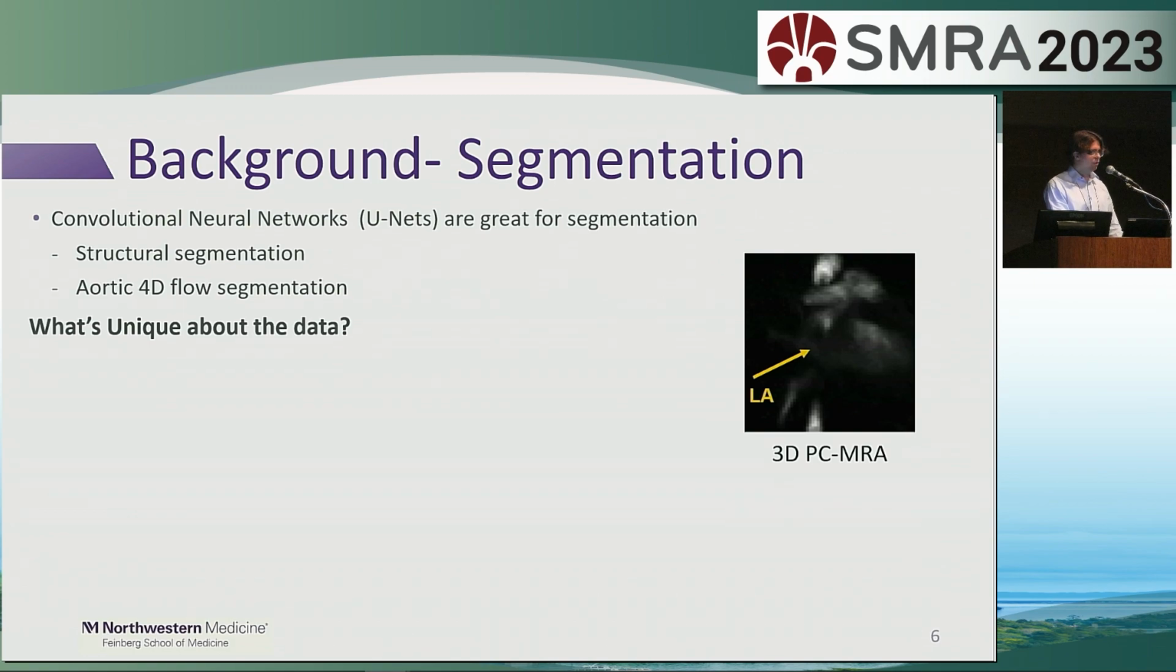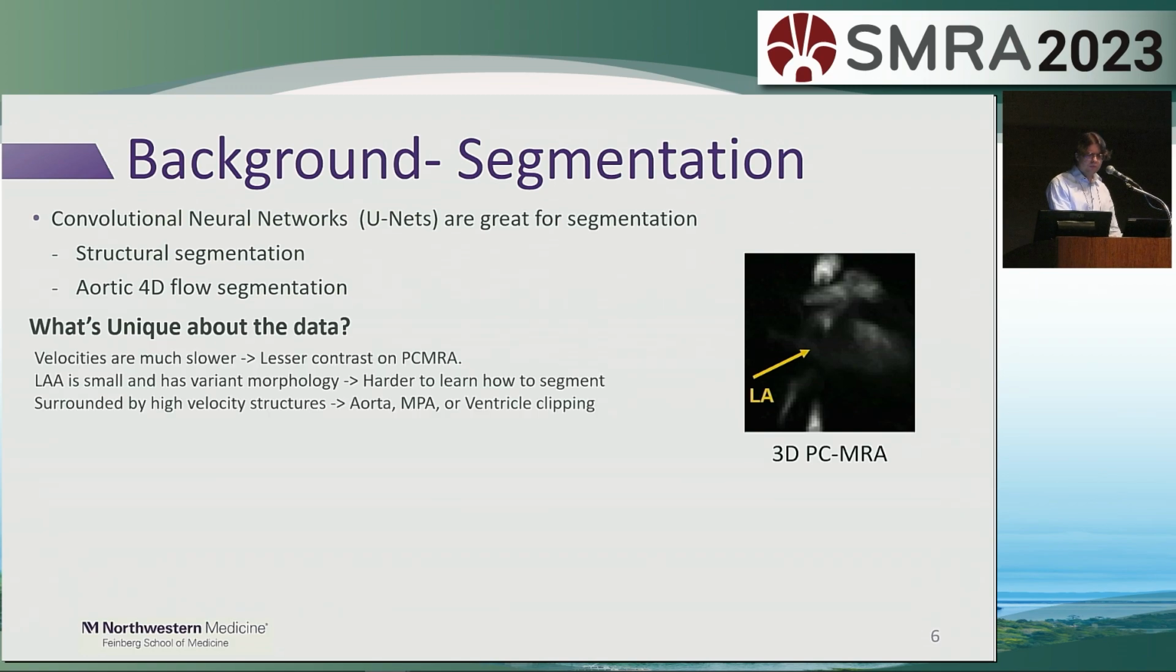So I want to talk more about what's unique about my data and how we are looking at the atrium. The velocities, especially in patients with AFib, are much slower, so we have lesser contrast on our phase contrast MRA. The appendage is small and has variant morphology, so it's going to be harder to learn how to segment the structure. And then finally, it's a minefield, as we're surrounded by high velocity structures. Clipping into the aorta, main pulmonary artery, and our ventricle introduces a lot of high flow regions.